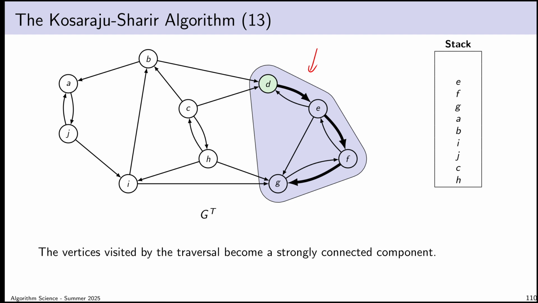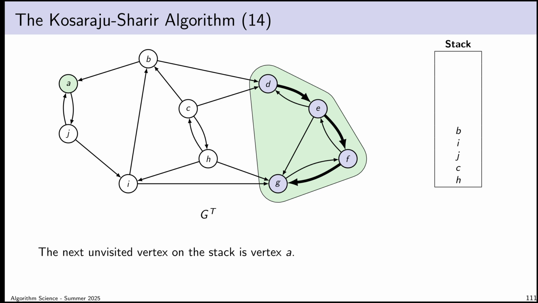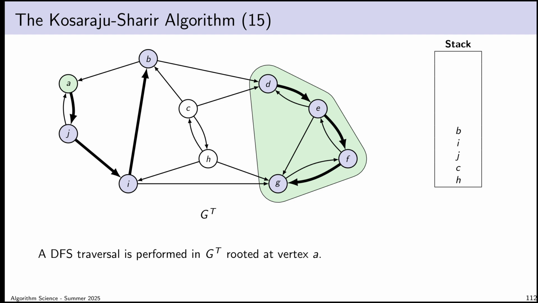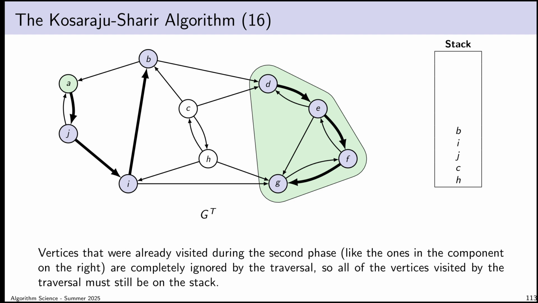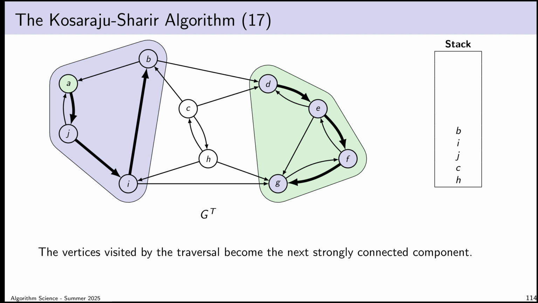So I'm going to go looking for a vertex to start my next traversal. So I go to the stack, I cross off E, I just pop it off the stack because E has been visited. I pop F, I pop G, and that brings me to vertex A. Okay, so I'm going to do a traversal rooted at vertex A. All right, I do the traversal, and then these are the vertices that I reach. Okay, and that's going to be my next component.